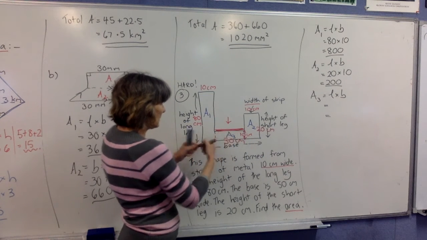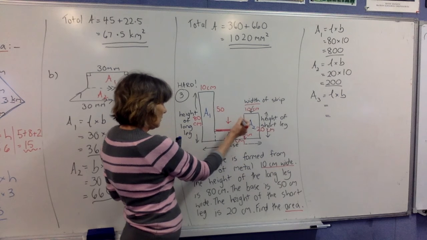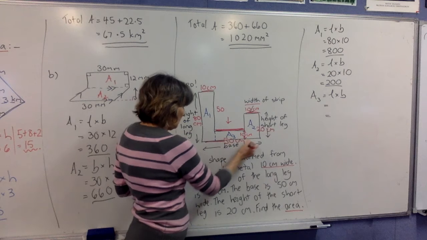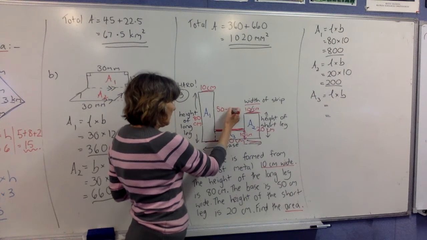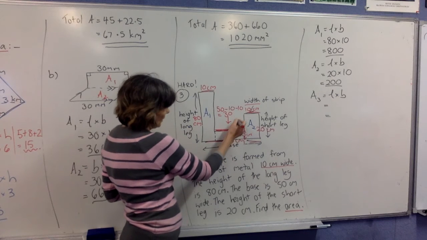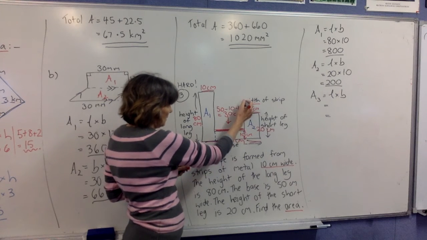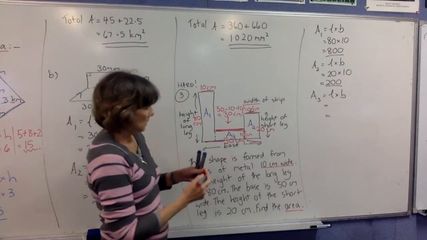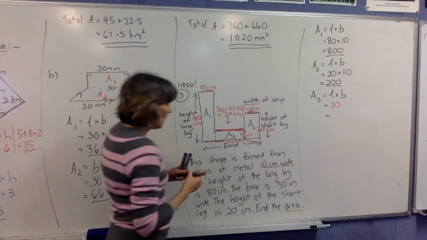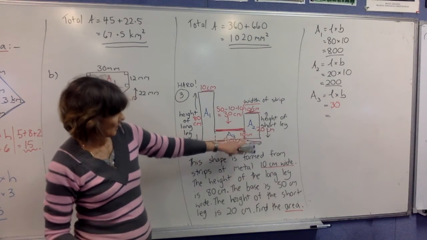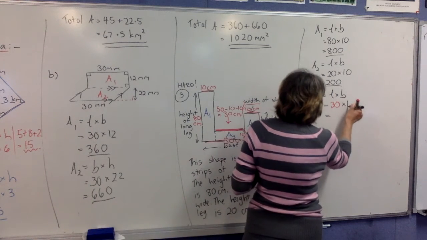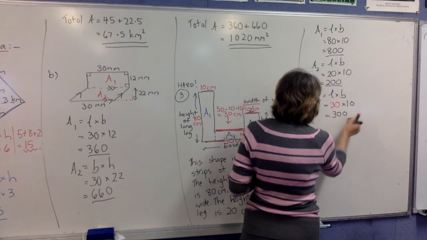So to get this piece, I'm going to do 50 take away 10, take away 10. So that will equal 30 for that side there, 30 centimetres. So we're going to have 30 for our length for this one, times our breadth, or B, is going to be 10. And use your calculator and you'll get 300 there.